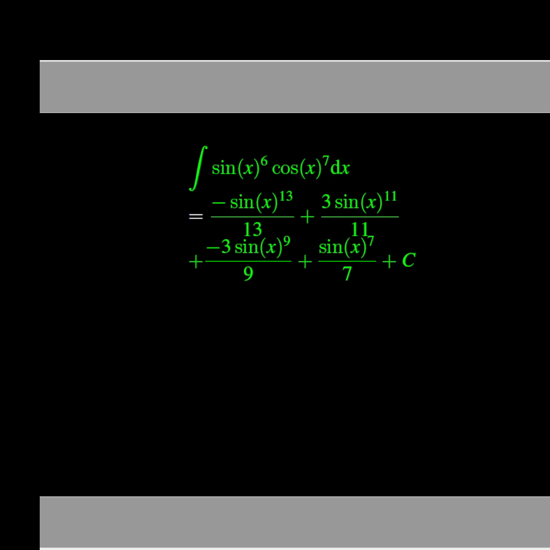Therefore the integral of sine of x to the power 6 times cosine of x to the power 7 dx is equal to minus sine of x to the power 13 over 13, plus 3 sine of x to the power 11 over 11, minus 3 sine of x to the power 9 over 9, plus sine of x to the power 7 over 7 plus c.